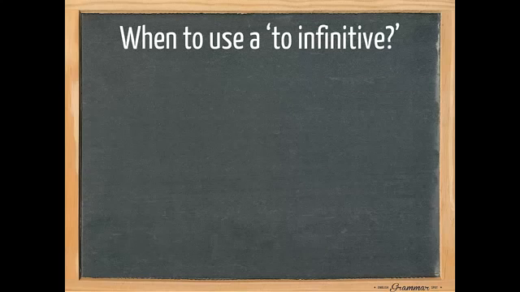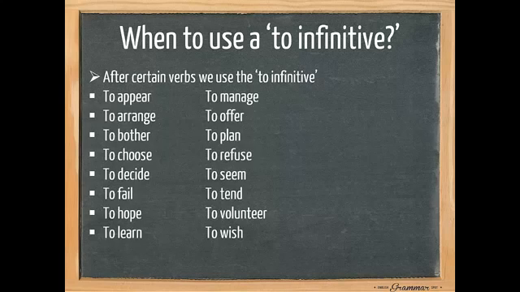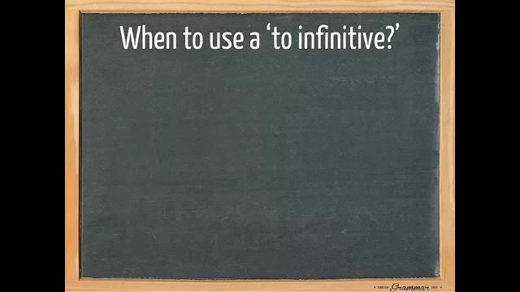Now, when do we use the to-infinitive? Certain verbs take the to-infinitive. For example, these verbs are to appear, to arrange, to bother, to choose, to decide, to feel, to hope, to learn, to manage, to offer, to plan, to refuse, to seem, to tend, to volunteer, to wish. So these are the most common ones. These are not all. So I appear to have lost my keys, for example. So to appear and to have then is the to-infinitive.